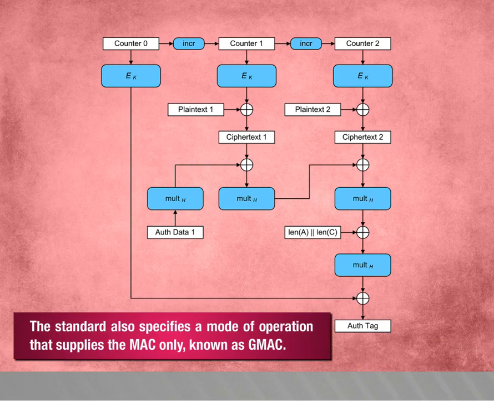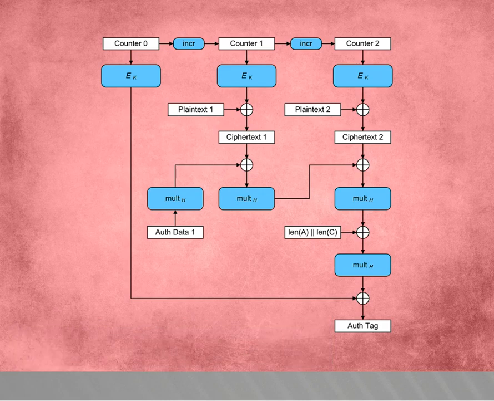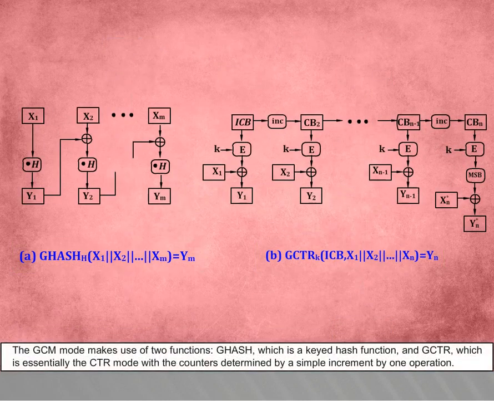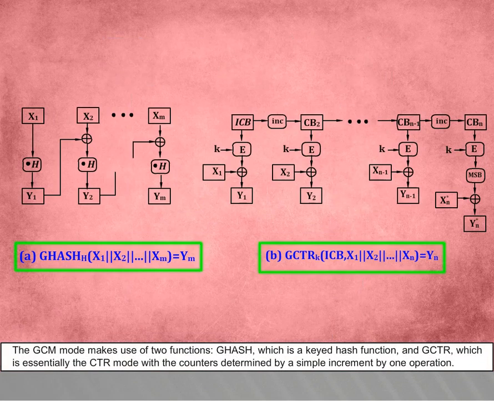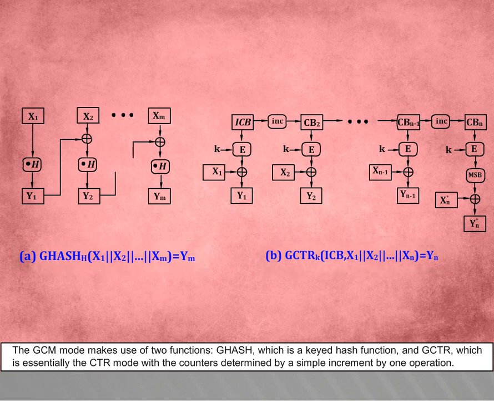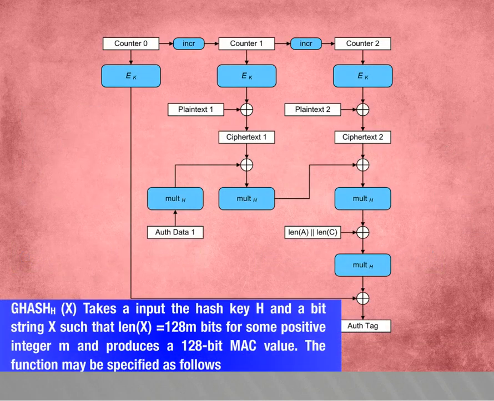The standard also specifies a mode of operation that supplies the MAC only, known as GMAC. The GCM mode makes use of two functions: GHASH, which is a keyed hash function, and GCTR, which is essentially the CTR mode with the counters determined by a simple increment by 1 operation. GHASH_H(X) takes as input the hash key H and a bit string X such that the length of X is equal to 128m bits for some positive integer m, and produces a 128-bit MAC value. The function may be specified as follows.